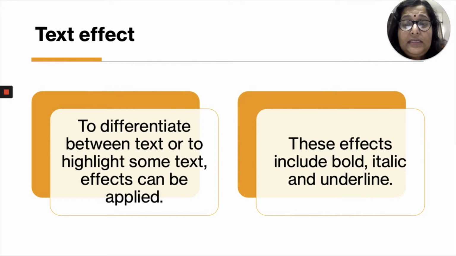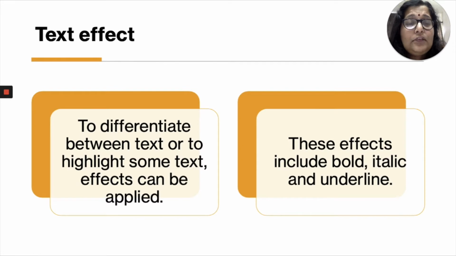To differentiate between text or to highlight some text, effects can be applied. That is, if you want to see the difference between the heading of a paragraph and the content of the paragraph, you need to make the heading a little bigger and a little different from the paragraph, right? For example, look at this page. Text effect is the heading in this page, and the writing part is slightly different from that. I have made it a little darker.